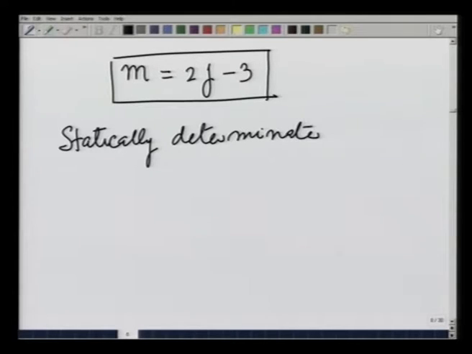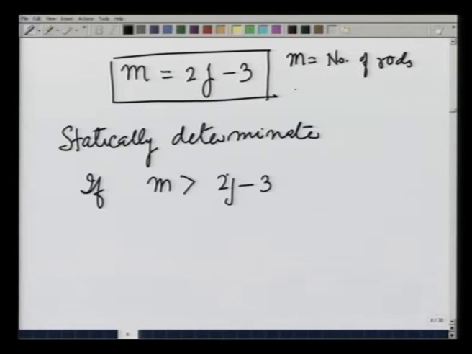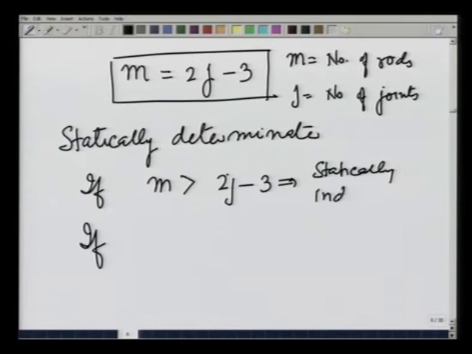If m is larger than 2j minus 3, where j is the number of joints and m is the number of members, let me write it here. m is equal to the number of these rods, and j is the number of joints, then the system becomes statically indeterminate. I have provided more constraints than are needed.